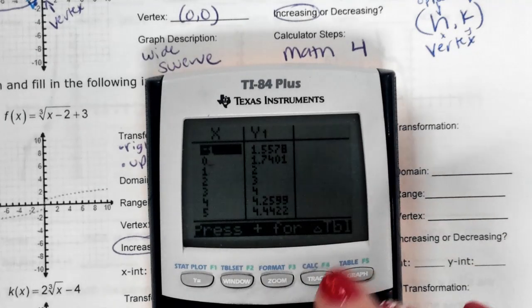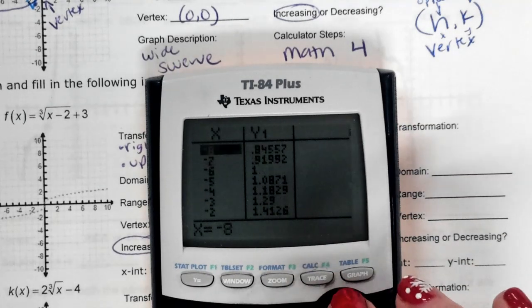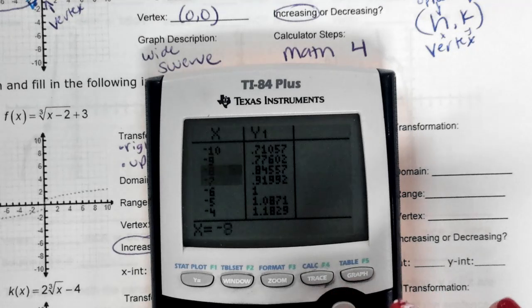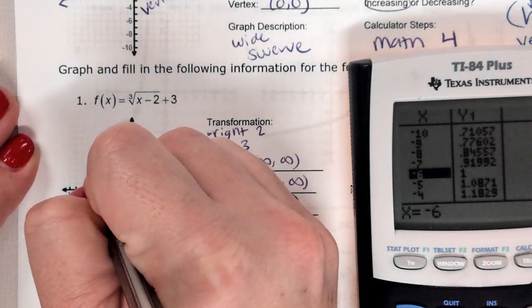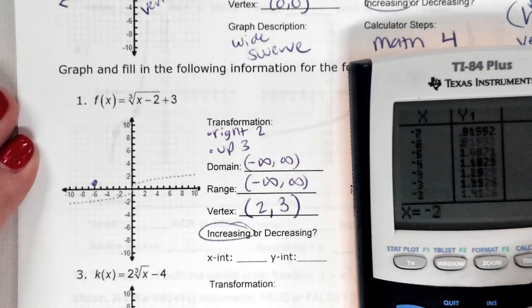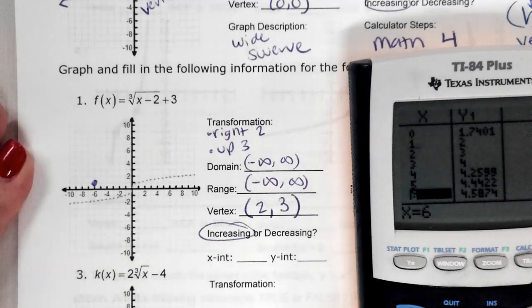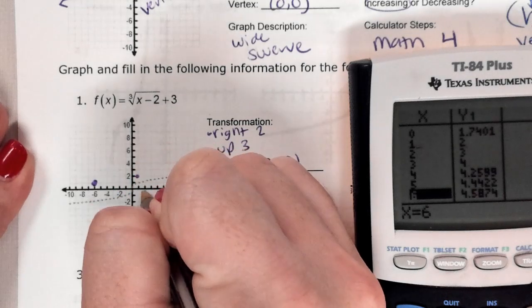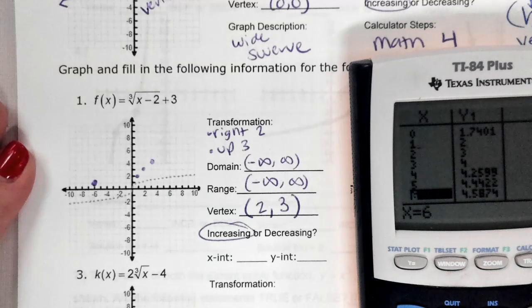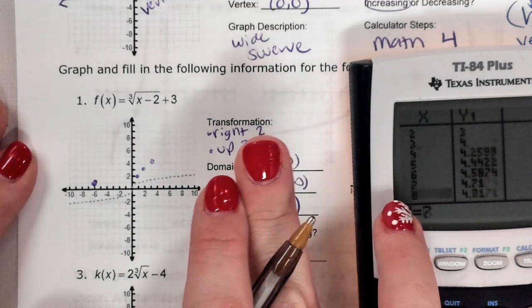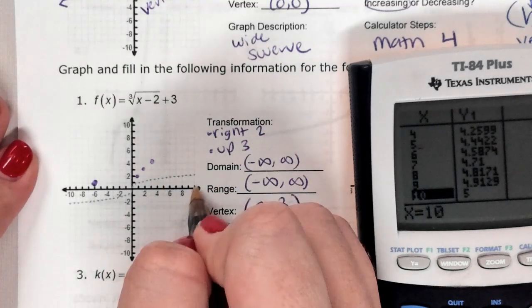Okay, I'm going to find my points that I can plot, starting with negative 10 for x. So my first point is (negative 6, positive 1). Then I have 3 points, so (1, 2), (2, 3), (3, 4). And then keep scrolling, and I have (10, 5).